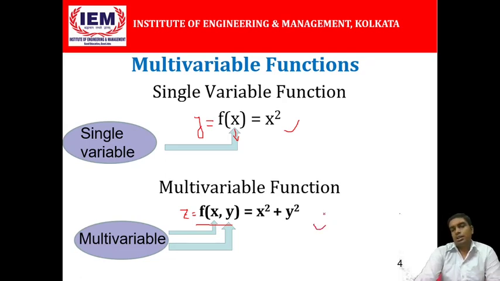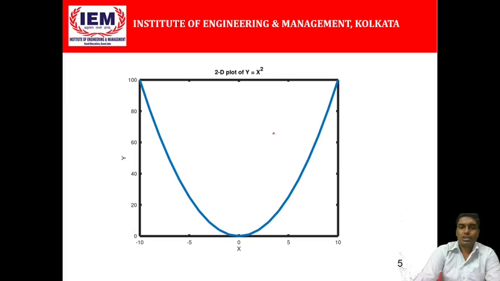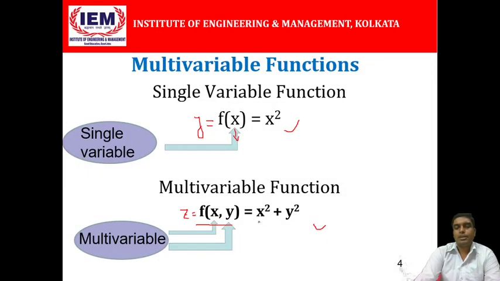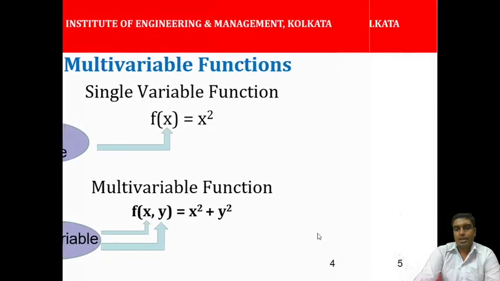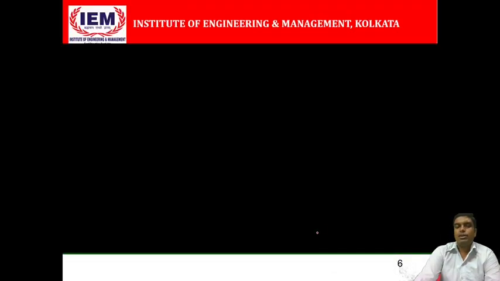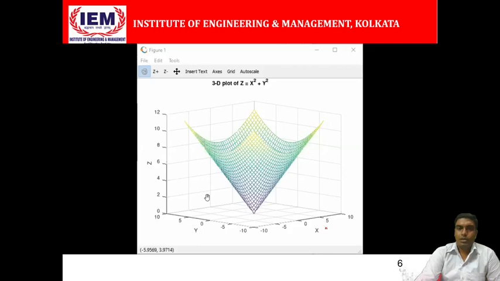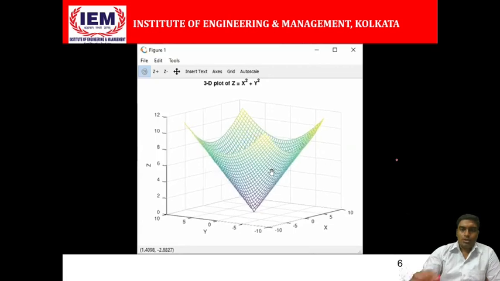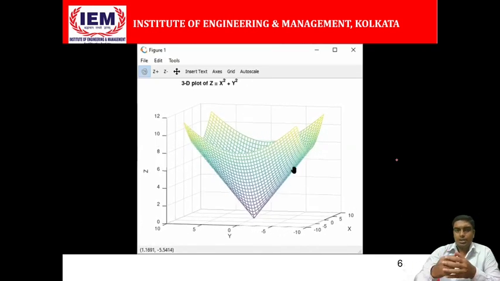Now if I plot the graph y equal to f(x) equal to x square, it will look like this sort of parabola. What will it look like if I plot the graph z equal to f(x,y) equal to x square plus y square? If I plot it, it will be a sort of surface. This is the representation of the equation z equal to x square plus y square, with different surfaces in this plot.